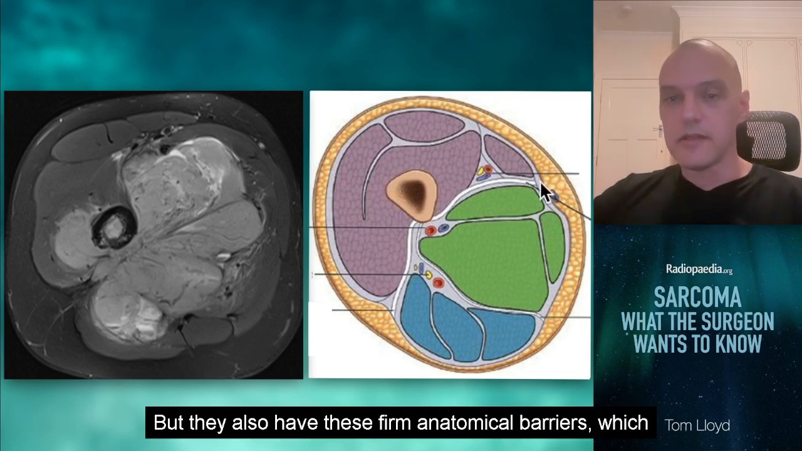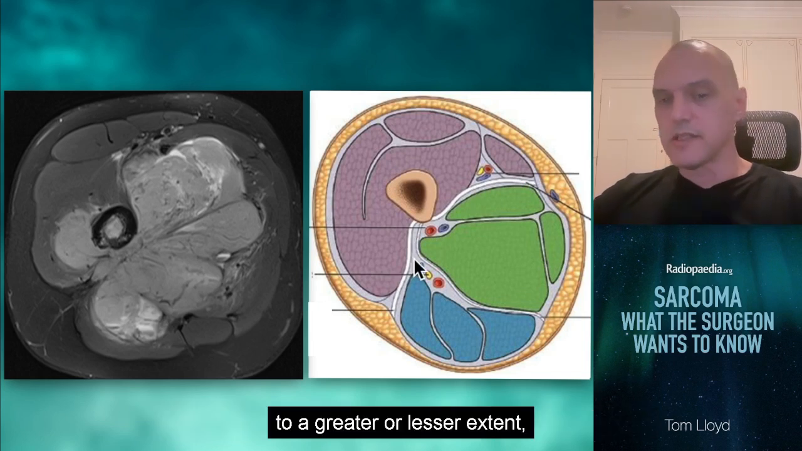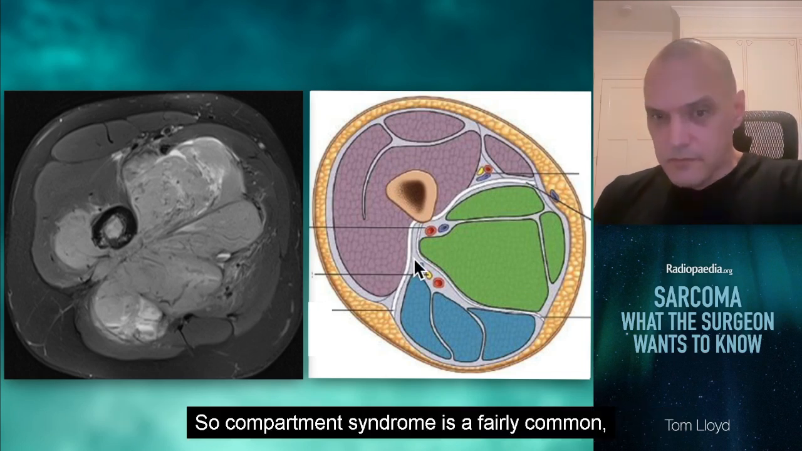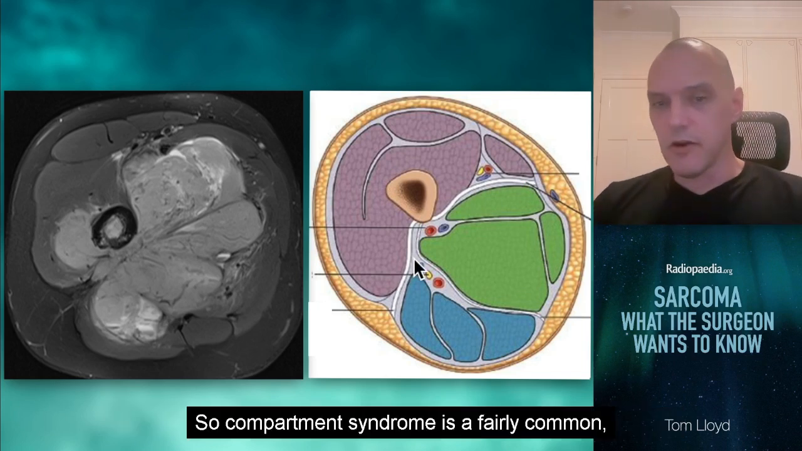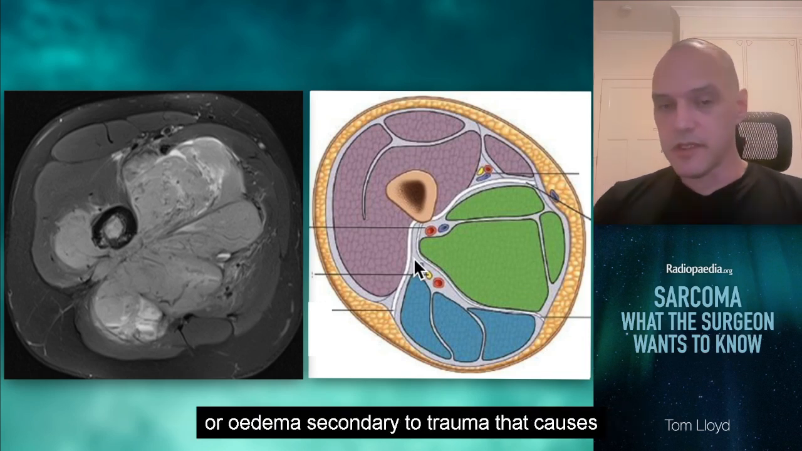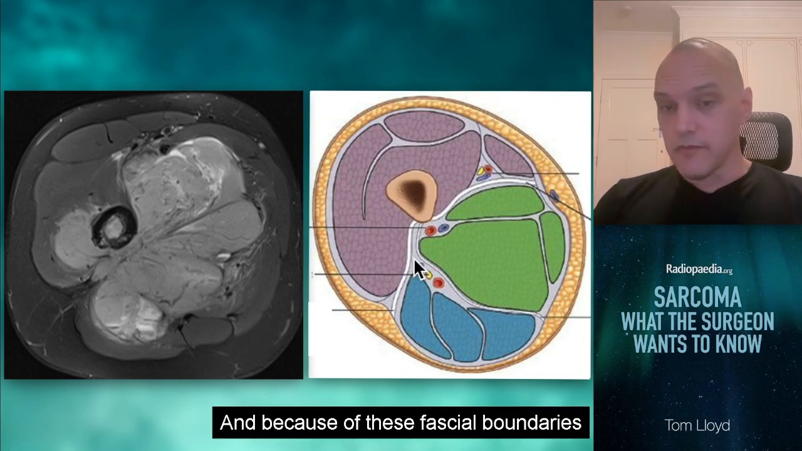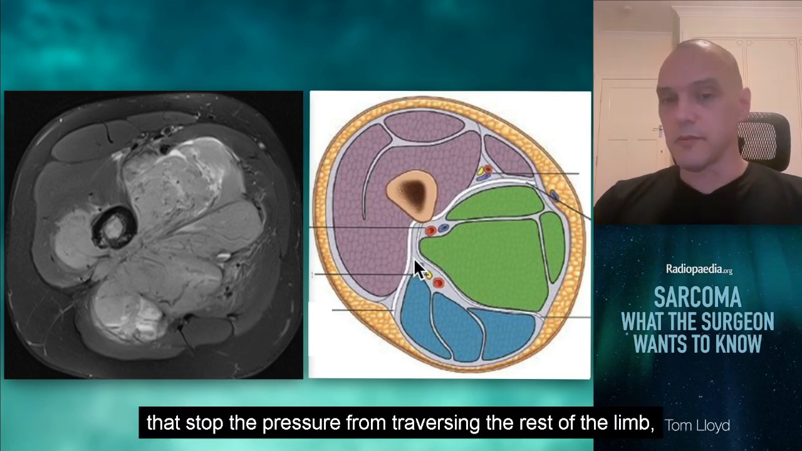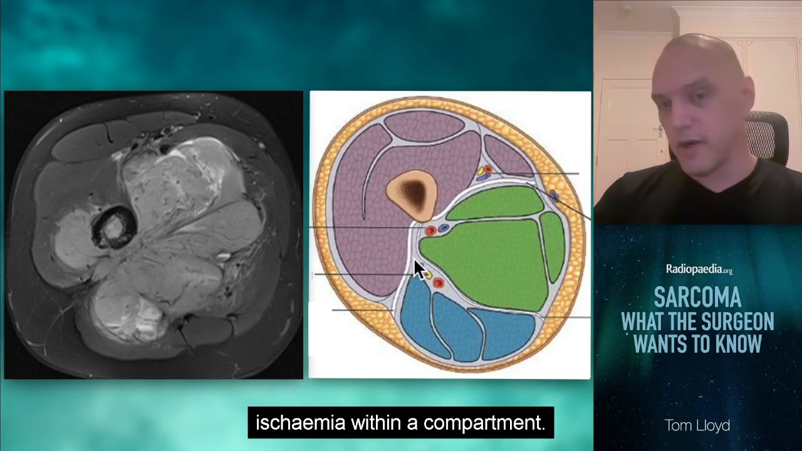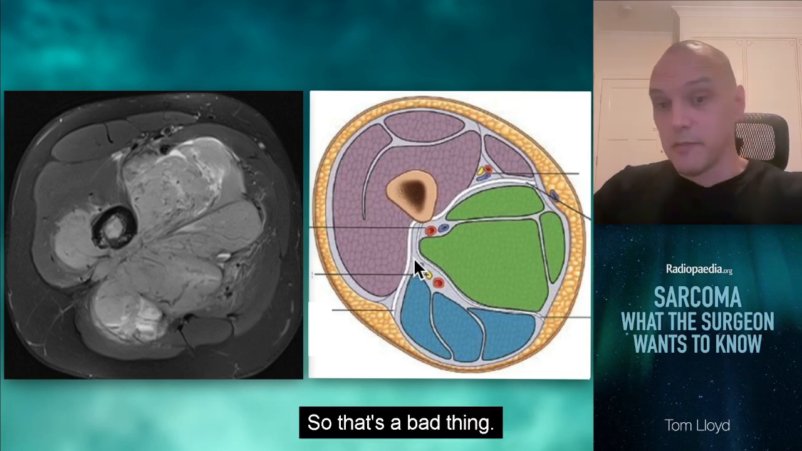but they also have these firm anatomical barriers which, to a greater or lesser extent, prevent things from moving from one compartment to another. So compartment syndrome is a fairly common, well-known condition where you've got hemorrhage or edema secondary to trauma that causes a rise in pressure within a compartment. And because of these fascial boundaries that stop the pressure from traversing the rest of the limb, you can end up with a critical ischemia within a compartment. So that's a bad thing.